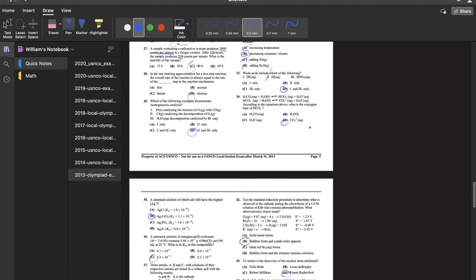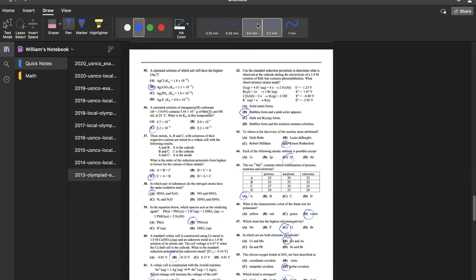34, conjugate base of bicarbonate. If you want to just visualize it, take the H off of HCO3 minus. H has a +1 charge, so essentially you're just left with the carbonate 2 minus ion. 35, saturated solution. Okay, so we're dealing with molar solubilities in KSP.